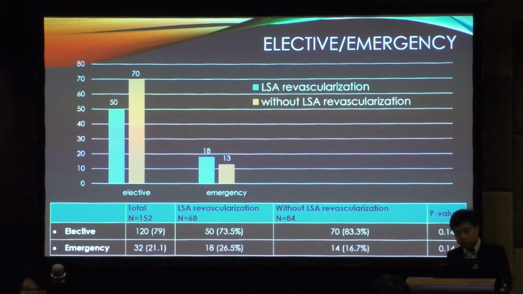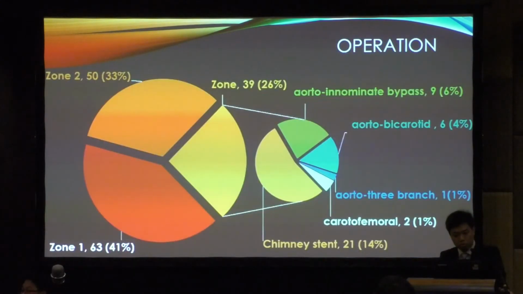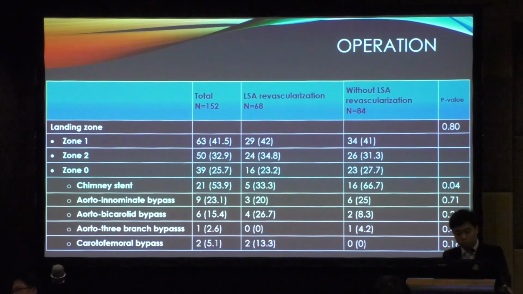We did TEVAR in elective operation for 120 patients and 32 in emergency operation. In elective surgery, we did less left subclavian artery revascularization. Conversely, in the emergency setting, we did revascularization more. For the landing zone, mostly we did TEVAR in zone 1 for 41%, zone 2 for 33%, and zone 0 for 26%. And we subgrouped zone 0 into 5 groups according to the revascularization to the brain, which mostly is chimney stent. We demonstrated that both groups are not different in terms of the landing zone.